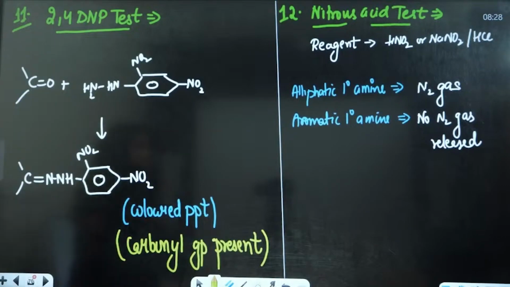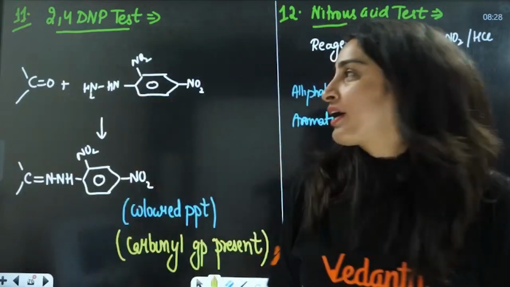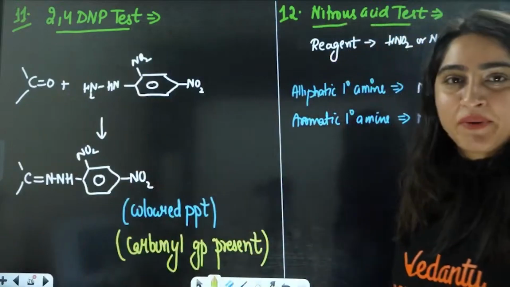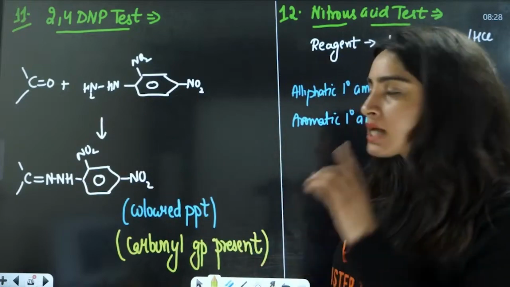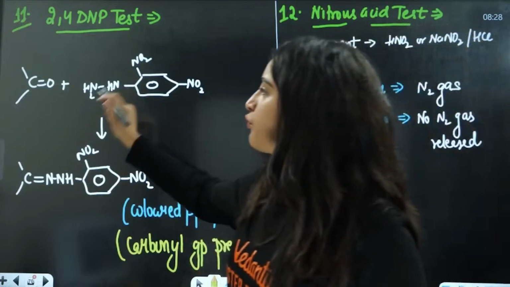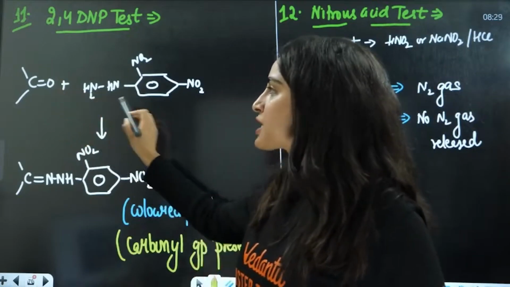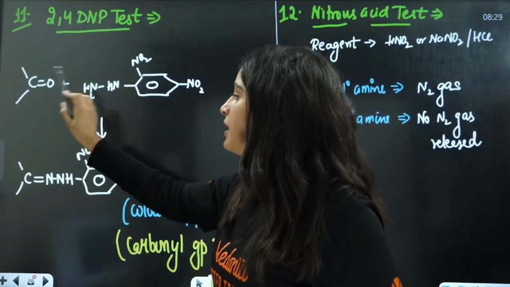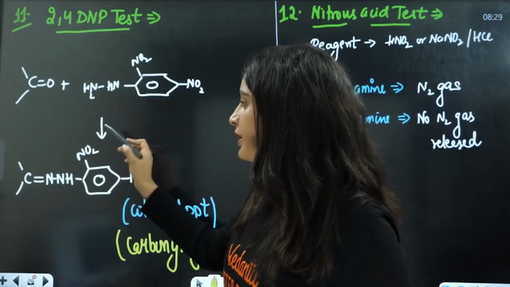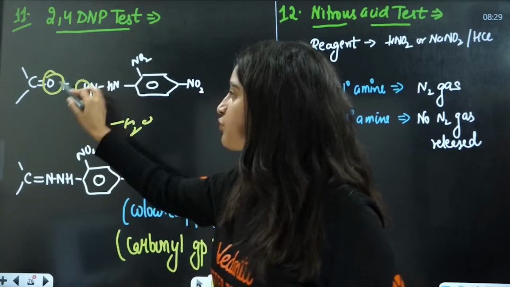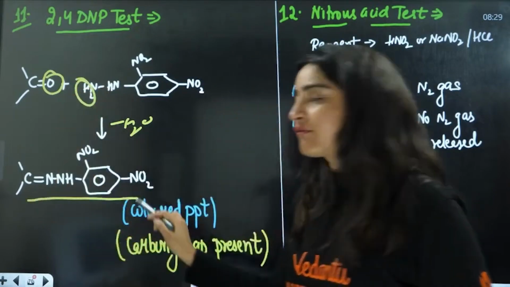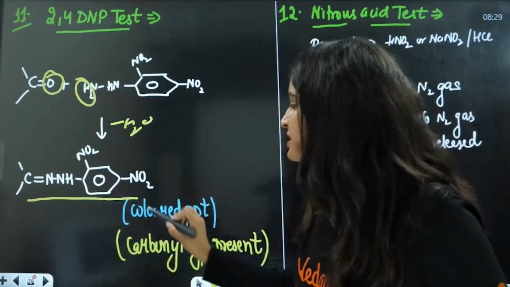Okay. Now next is the 2,4-DNP test. What is this? Just see this very carefully. For the 2,4-DNP test, you have a carbonyl carbon. This reacts with the reagent. There will be elimination of water here, right? Oxygen from this side, H2 from this side, and hence you will have the product formation here.